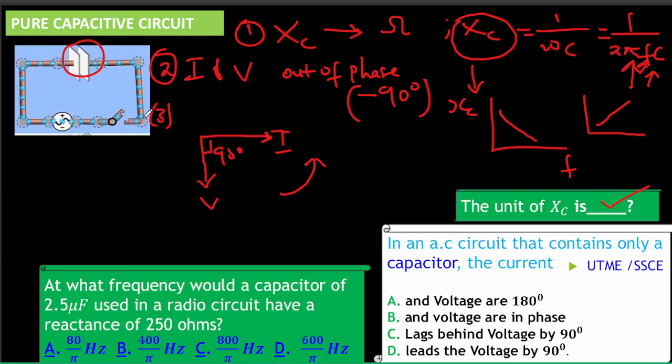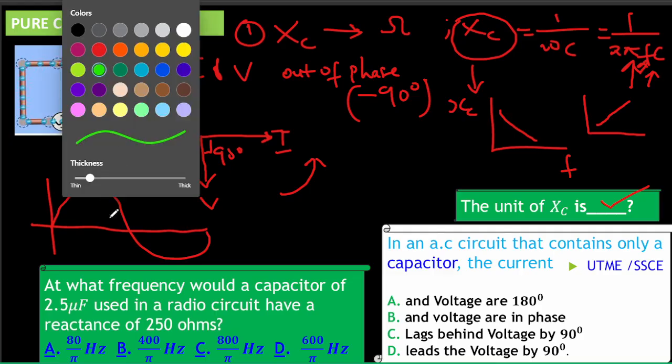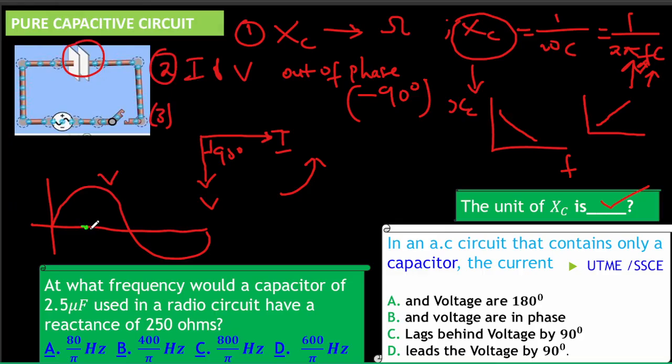Point number four is the graphical representation. How do you represent them graphically? If this is my graph and this is my voltage, then since current is leading, current will start here, something like this. Notice that when voltage is still zero, current is already at this point. So current is leading. There's also another way you can represent it, but this is okay.